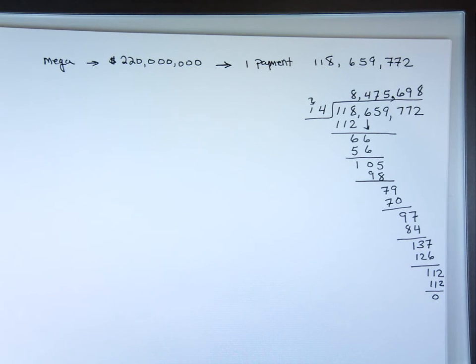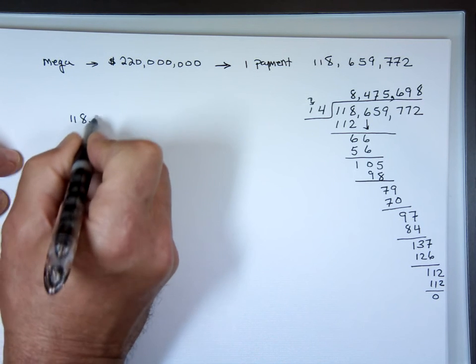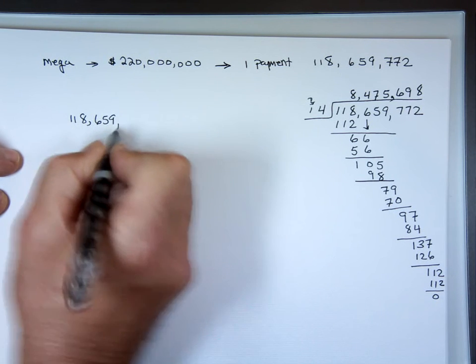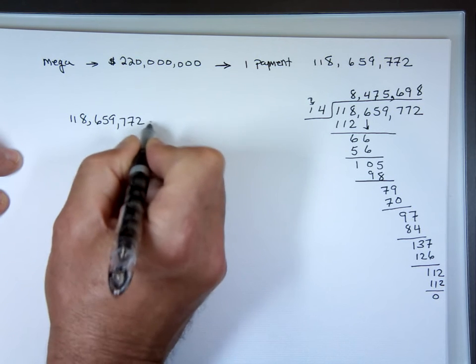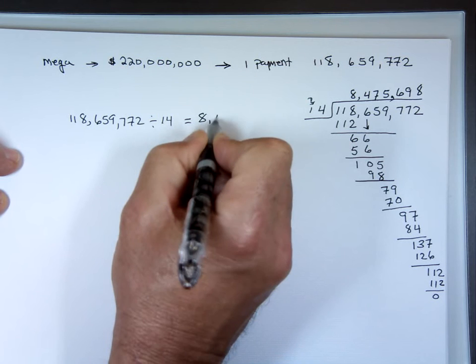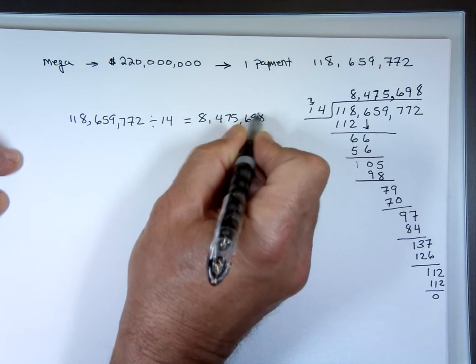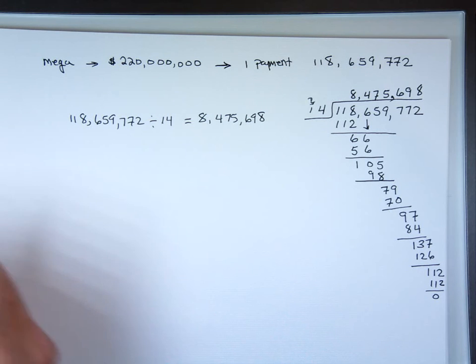So when you divide that number, the 118 million that we won, 659,772 divided by 14, each one of us is gonna get 8,475,698. And Jakeem, you get nothing because you showed up late. We already collected the money and we bought the ticket. Sorry, we'll get you a pizza. I get lunch. So that's it.